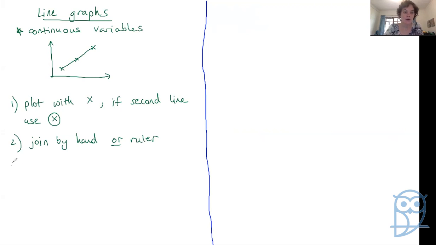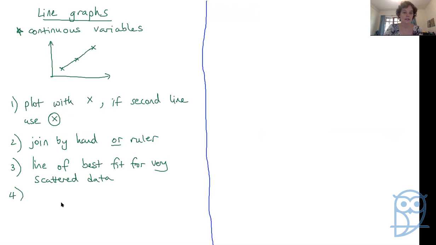Okay, if you have very scattered data, you might be asked for a line of best fit. And that goes through the middle of your scatter. Again, we're going to do that in maths as well, so we're going to have a lot more detail there. So we can have a line of best fit for very scattered data.